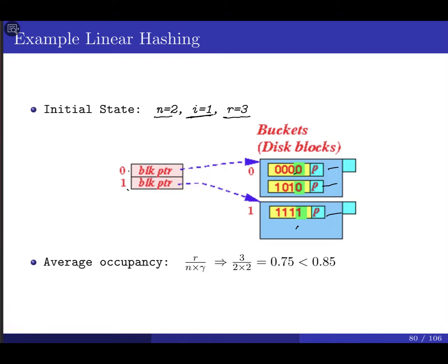So let's compute the average occupancy. When you start, double-check the average occupancy before you do anything, maybe before you add or modify the data. Average occupancy is very important. You need to compute r divided by n multiplied by gamma. r is 3, n is 2, and gamma is 2. So in this case, 75%. This is then 85%. That means there is no need to increase the buckets by 1. So now you're ready to perform any operation.